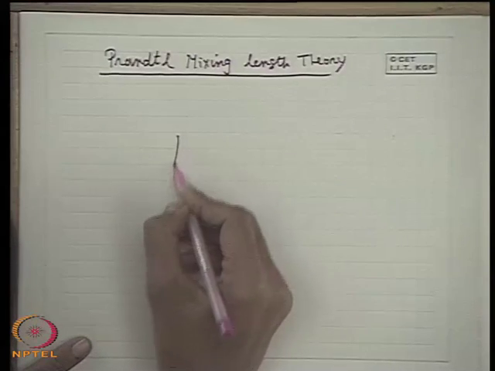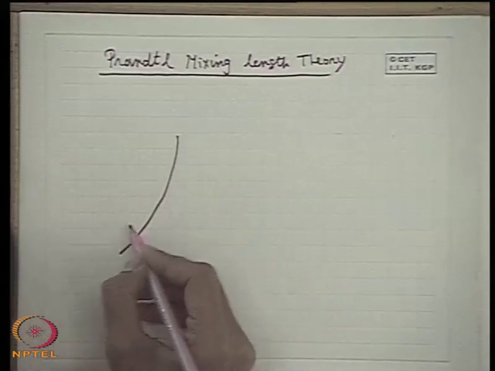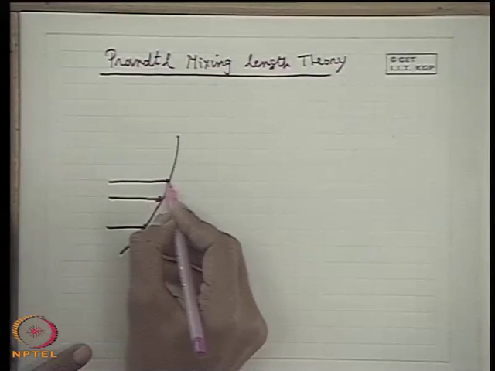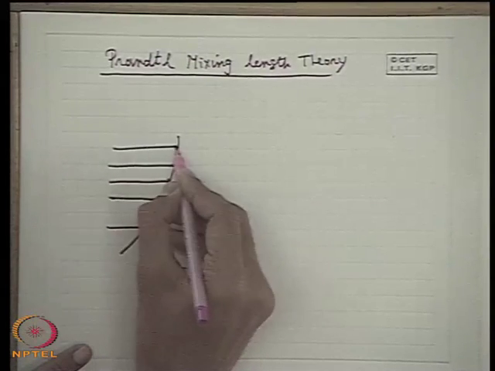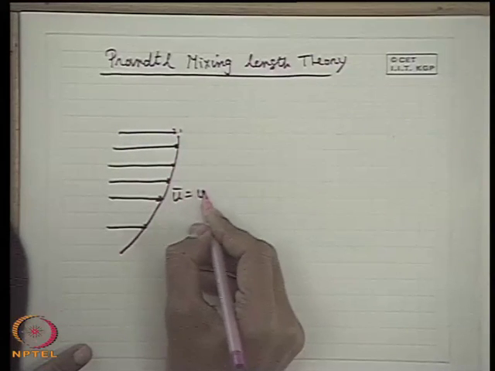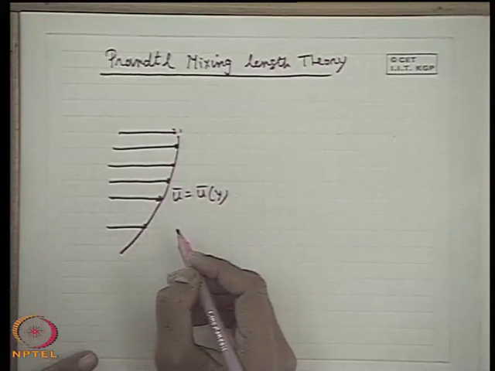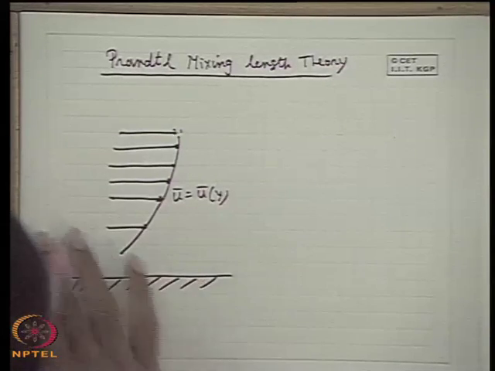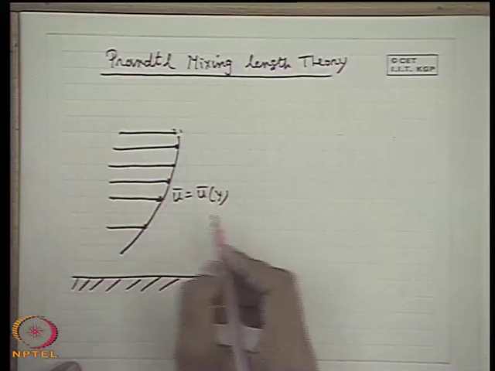Let us consider a velocity profile for a one dimensional flow. Let us define the velocity profile like this. That means u bar is a function of y. Let us define it from a datum plane, that is, a flow past a surface from where we measure the coordinate.